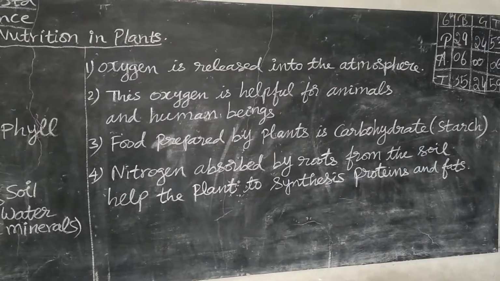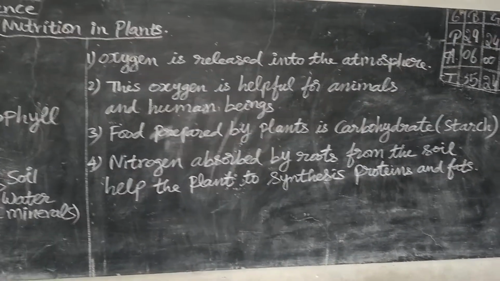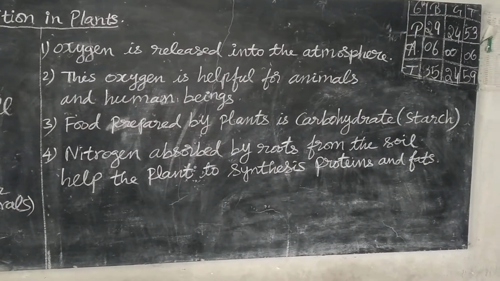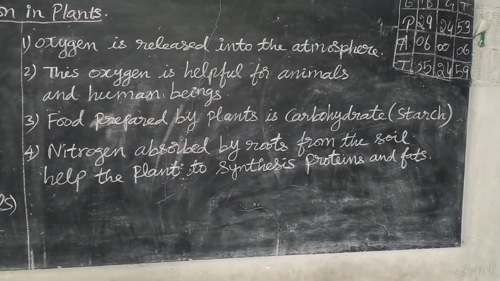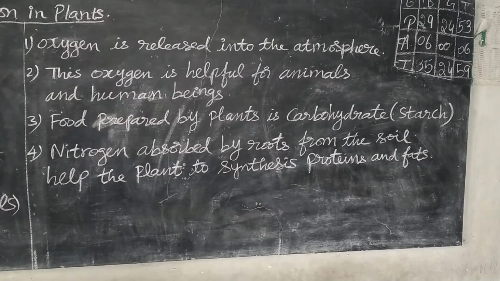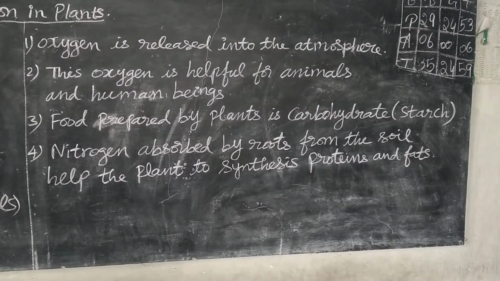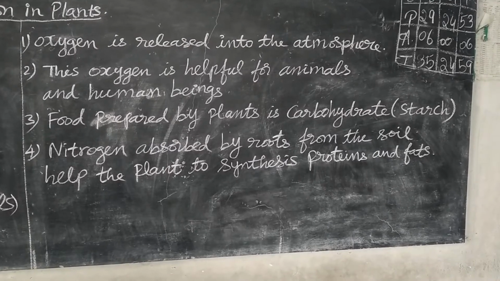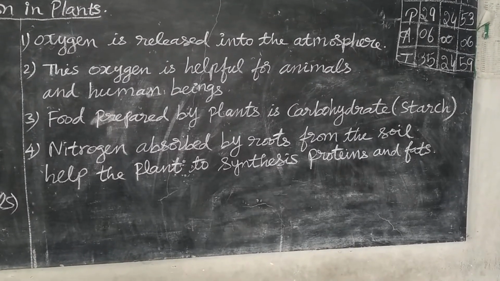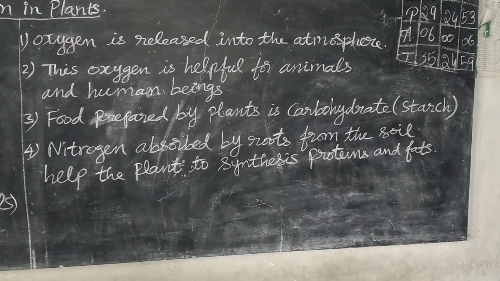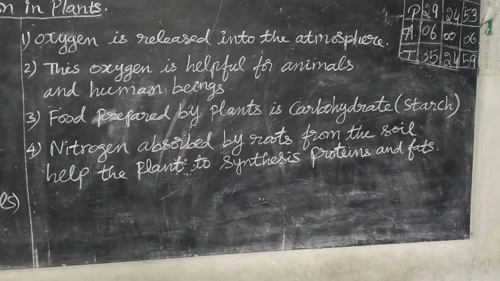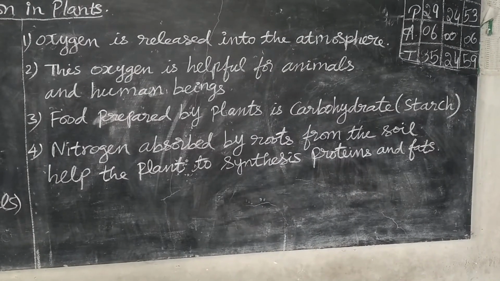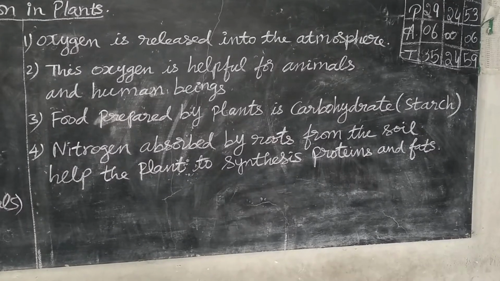See, you can see in the picture, I have written on the board. Food prepared by plants is carbohydrate. See, what type of food do the plant leaves prepare? They prepare carbohydrate. It is also called starch. The leaves store this starch in them. So where is the food stored? The food is stored in the leaves.